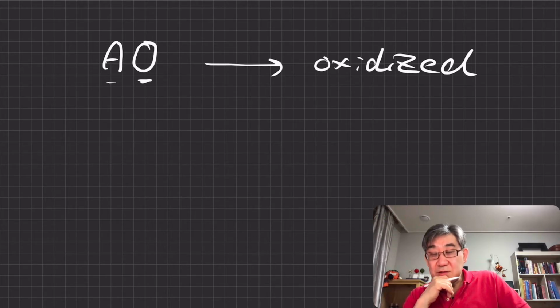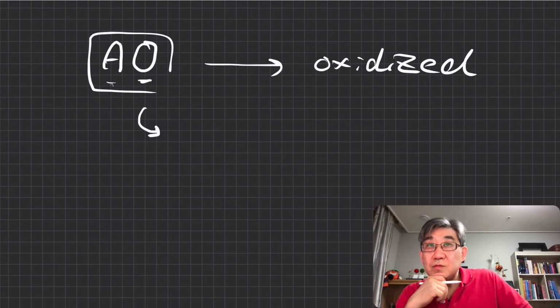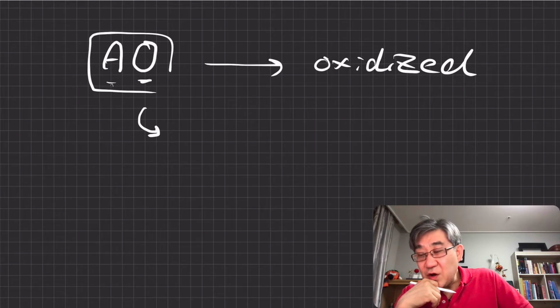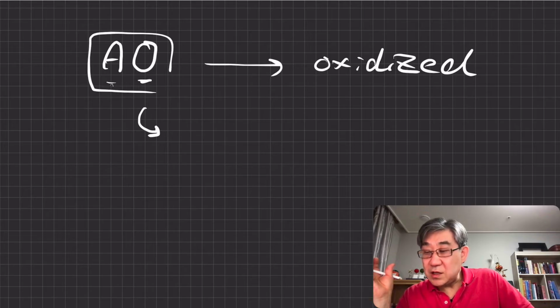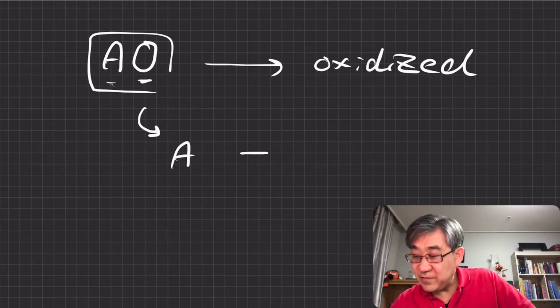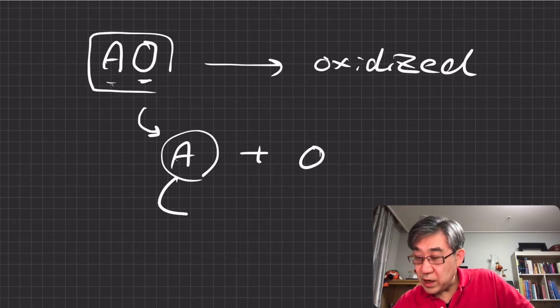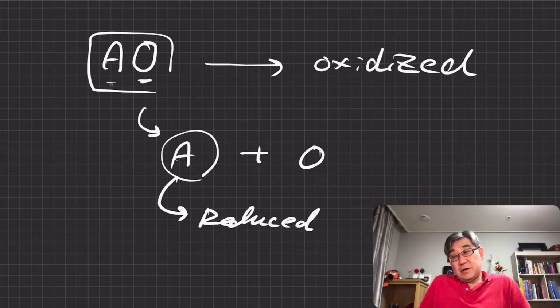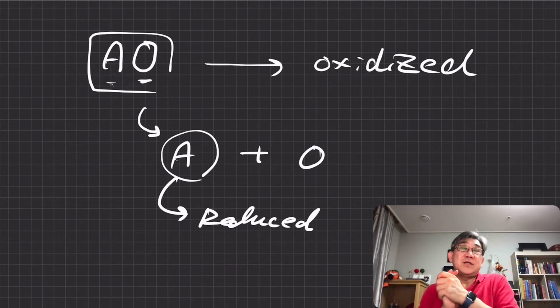On the other hand, if this molecule A got free of the oxygen, separated from the combining with oxygen, then it is reduced. So A becomes free, so an oxygen got separated. Then now this molecule A is reduced by definition in chemistry.